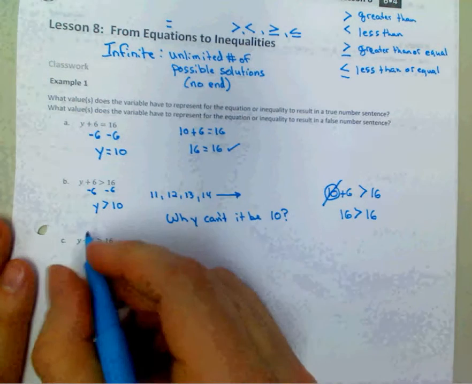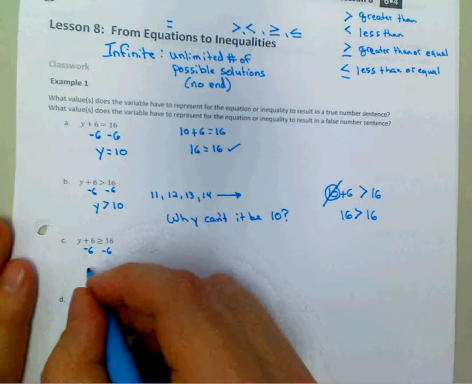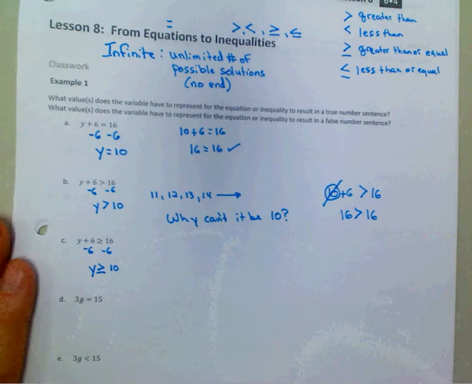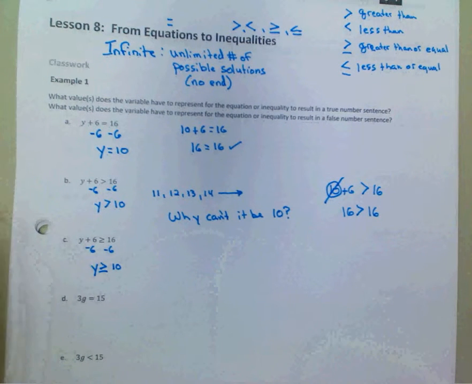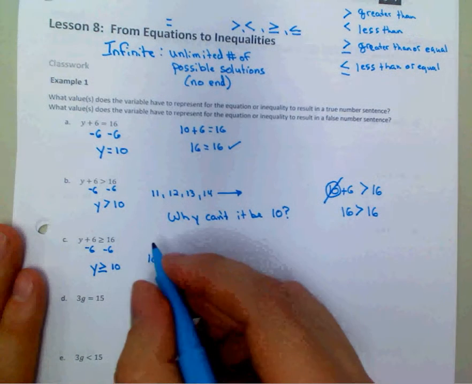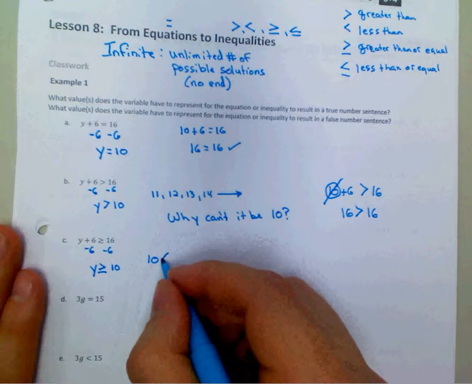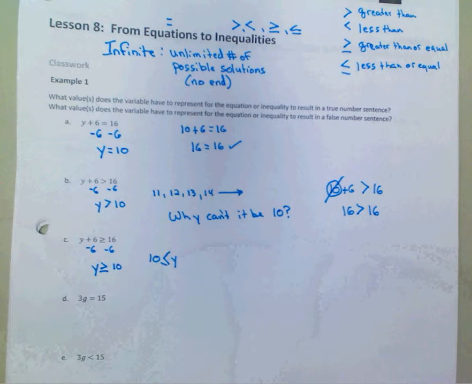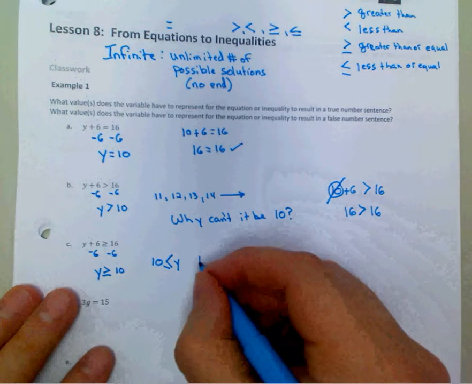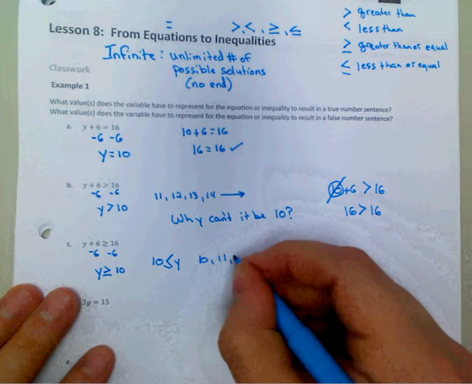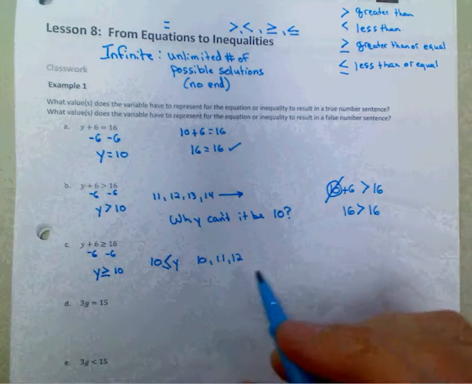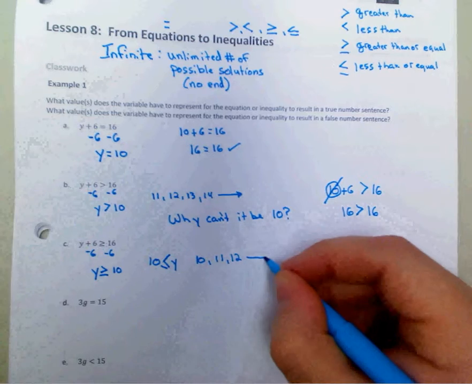Now, as we're going through, we do the same procedure. Boom, boom. y is greater than or equal to 10. So in this case, y can be any number greater than or equal to 10. Okay? So it could be 10, 11, 12, 13, 8,544,321, whatever number you want it to be.